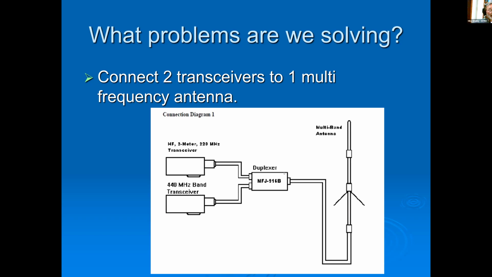It will provide isolation. So the 2-meter transceiver does not get to see anything going on with the 440, nor does the 440 transceiver get to see anything going on with the 2-meter. Very important. If you didn't have that kind of isolation, again, you would let the smoke out of your transceiver, very expensive transceiver.